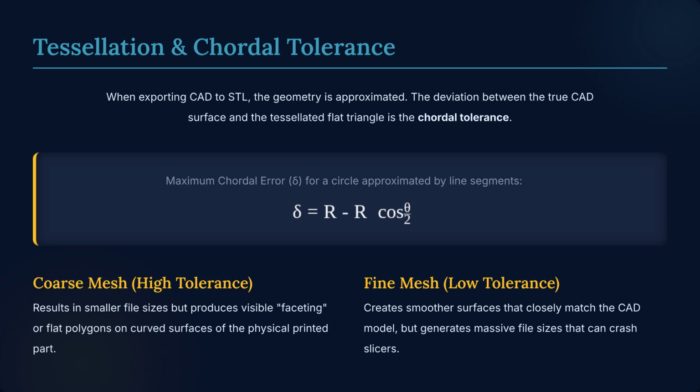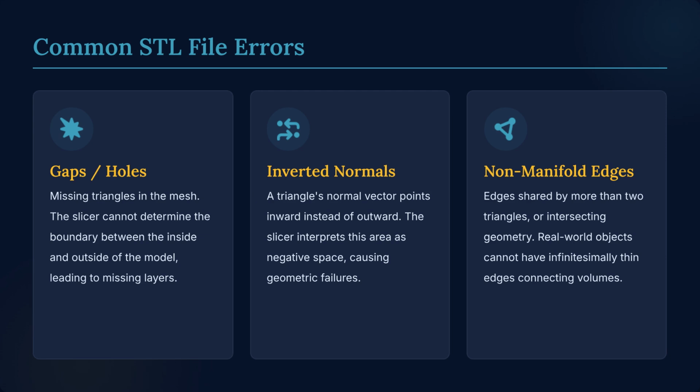A coarse mesh saves space but causes faceting, while a fine mesh improves surface quality but results in very large file sizes. Common errors in STL files include gaps or holes in the mesh, inverted normals that confuse the slicer, and non-manifold edges where geometry intersects incorrectly.